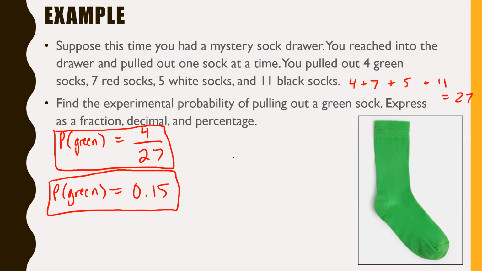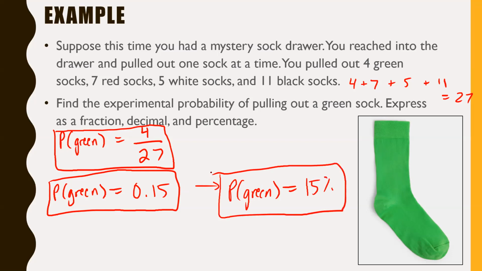Now, last one, of course, percentage: you just take your decimal and multiply it by 100. So P(green) is going to equal 0.15 times 100, which is just 15%, which again is a really nice way of expressing a probability. We really like hearing percentages. So the experimental probability here is 15% or 0.15 or 4 out of 27.